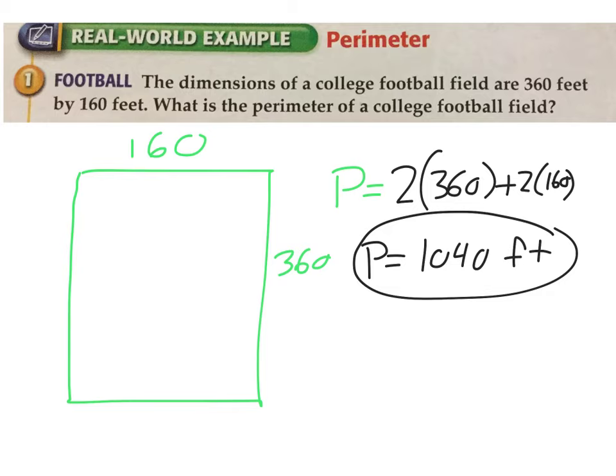It's just regular feet. Some of you may have just added all the sides: 160 plus 160 plus 360 plus 360. That works too. Any questions on that one?